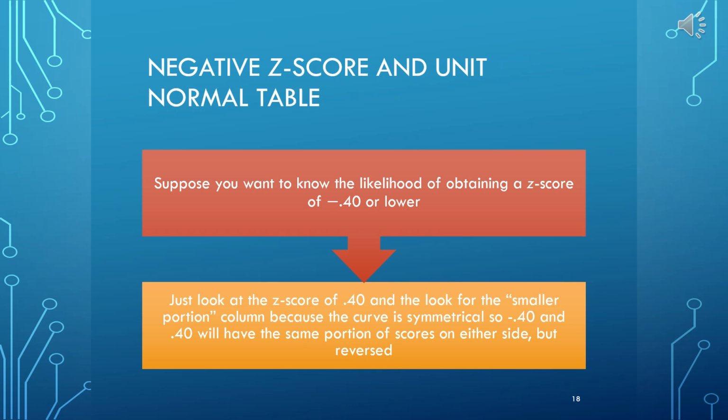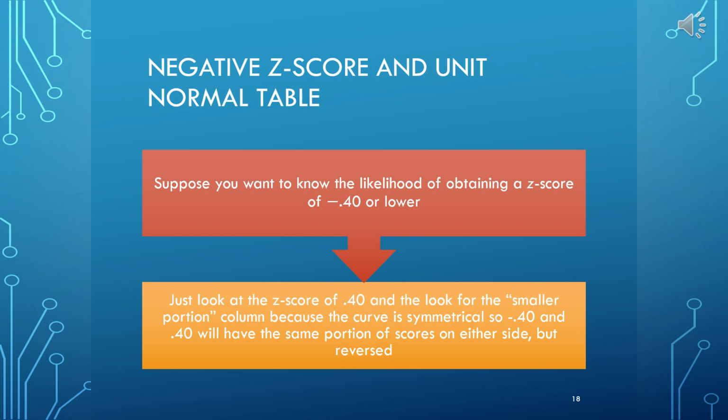Okay, what if you have a negative z-score, which means any of the standard deviations below the mean are going to be negative, right? So what if you have a negative z-score and you want to know what is the likelihood of obtaining a score below that or above that, right?